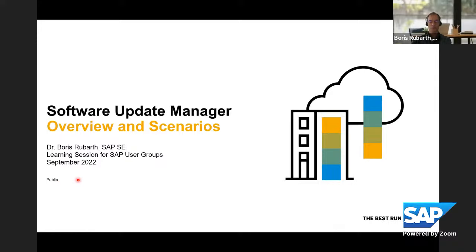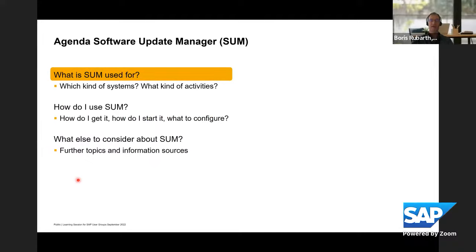Let us have a look at the agenda. I have prepared 3 sections for us today. First, we will look at the question, what is this Software Update Manager used for? Typically, it is abbreviated as SUM or SUM tool. The second section will be the question, how do I use the Software Update Manager? And the third one is mentioning things also relevant to the Software Update Manager. Not a surprise, we start with section number 1 here. What is Software Update Manager used for?